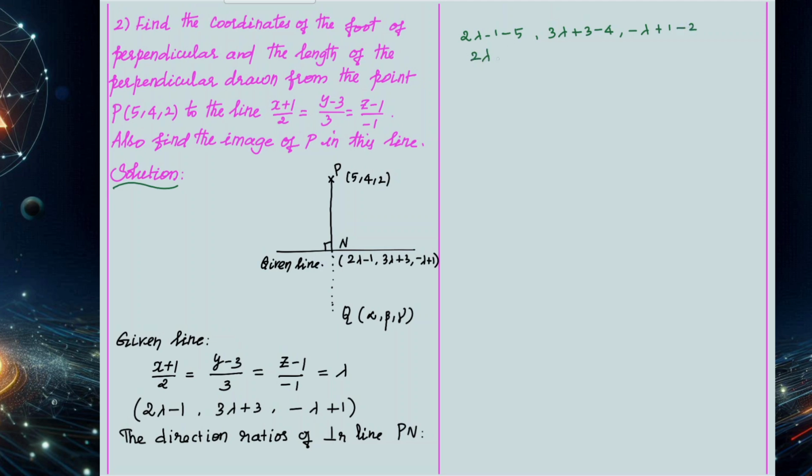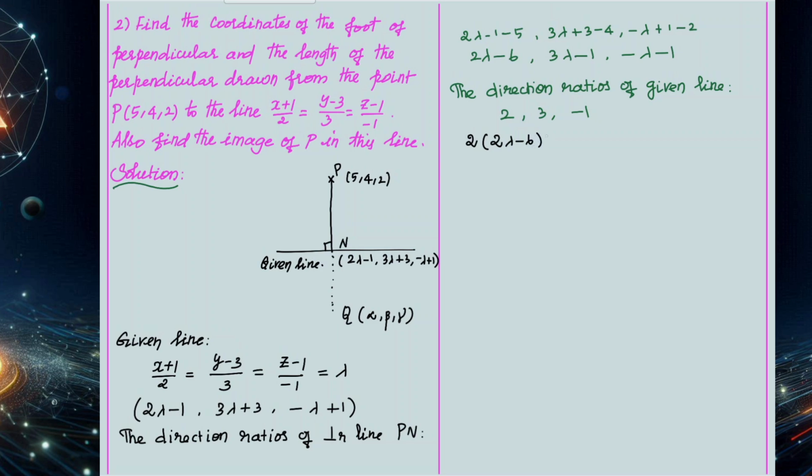So 2 lambda minus 1 minus 5 is 2 lambda minus 6, 3 lambda plus 3 minus 4 is 3 lambda minus 1, minus lambda plus 1 minus 2 is minus lambda minus 1. So the direction ratios of the perpendicular line PN are calculated. After that, we know the concept that when two lines are perpendicular, the sum of the products of their direction ratios is equal to 0. By using that concept, we are going to multiply the direction ratios of the given line and the direction ratios of the perpendicular. What is the direction ratio of the given line?